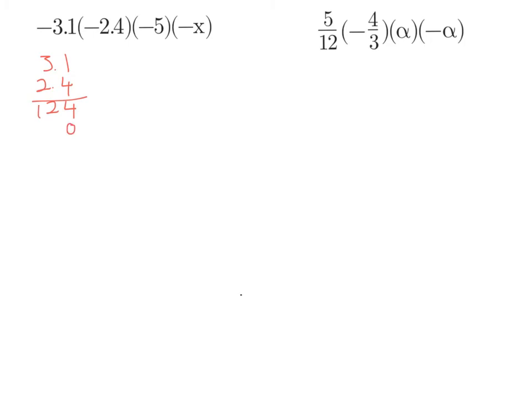Now I've put my 0 here for a placeholder. I got 2 times 1, that's going to give me 2. And I got 2 times 3 is going to give me 6. Now I can add these up. I got 4, 4, and 7. And because I have two decimal places in my factors, I'm going to have two decimal places in my product, 7.44.